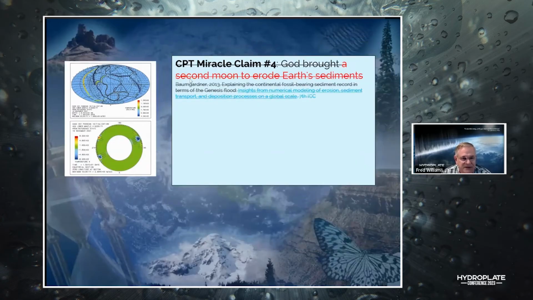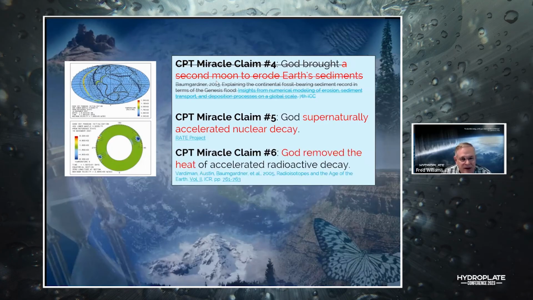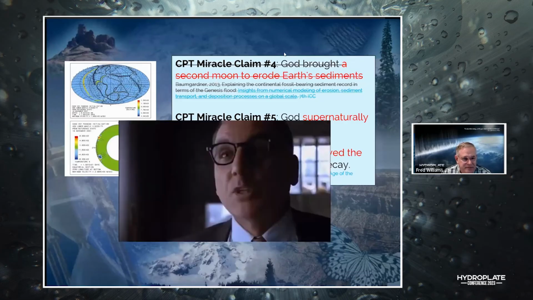This miracle here, he's retracted, which is good because he claimed that there was a second moon that came around to help provide the energy to erode the continents to get the sediment record the way it looks, because he admits there's a huge problem there. He now totally relies on his Mabul model that relies on those other miracles. So this is not a good way to defend a model, is to insert miracles into it.